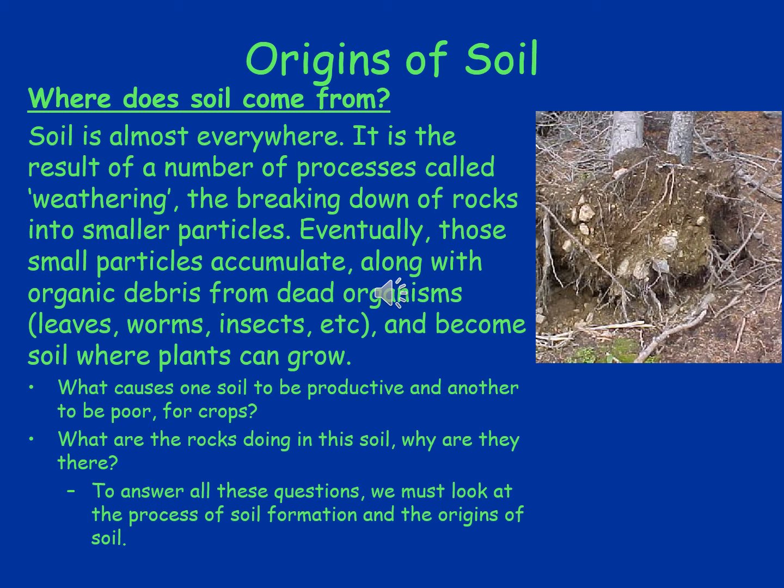So a couple of questions here at the bottom of the slide. What causes one soil to be productive and another one to be poor for crops? It's a good question. Off the top of my head, I would say the more organic matter there is in the soil, the richer it usually is for supporting plants. But also the microbial community, the living things, especially the bacteria and the fungi. The more of those are held in the soil, which relates to how much organic matter is in the soil, the more fertile it's going to be, and better for crops.